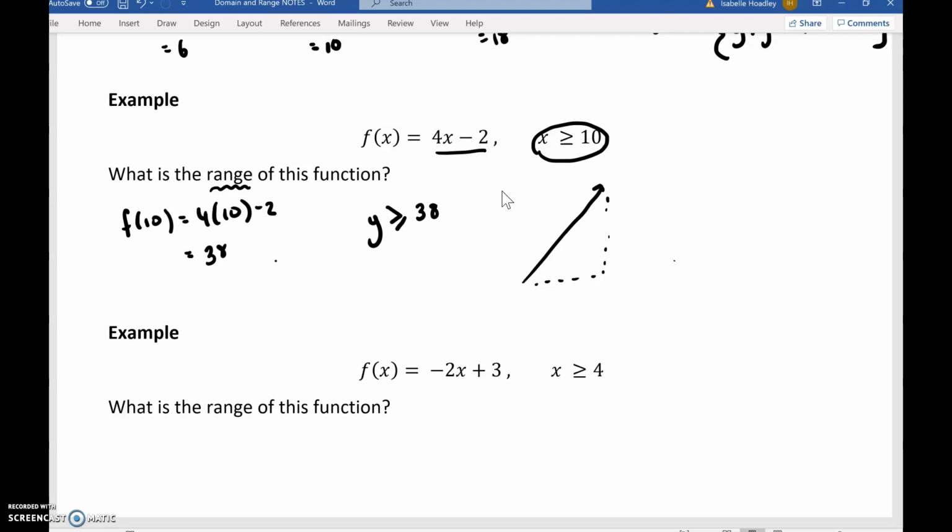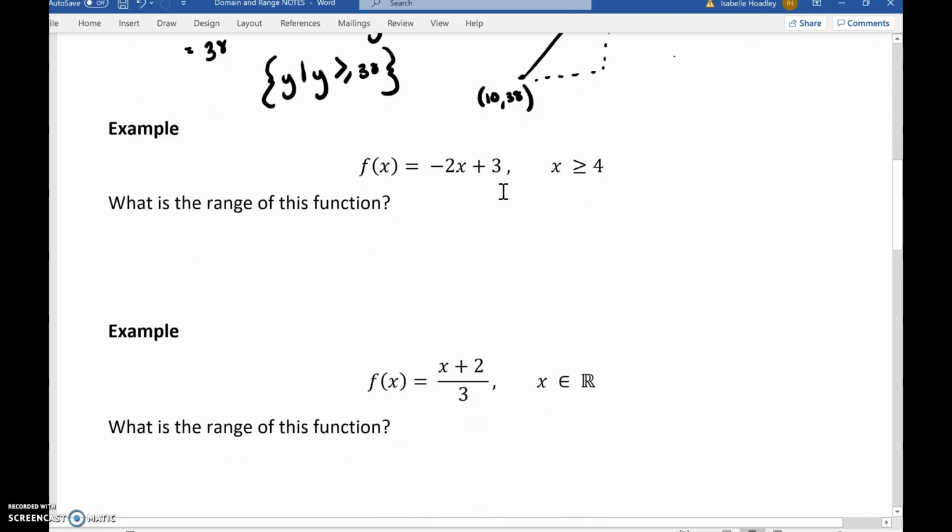You can also write this, and you might see it written like this as well, as y is the set of all values where y is greater than or equal to 38. Okay, that would be that point there, 38. Okay, cool. All right, next one.